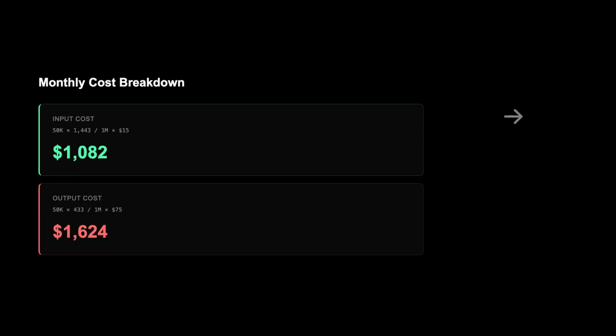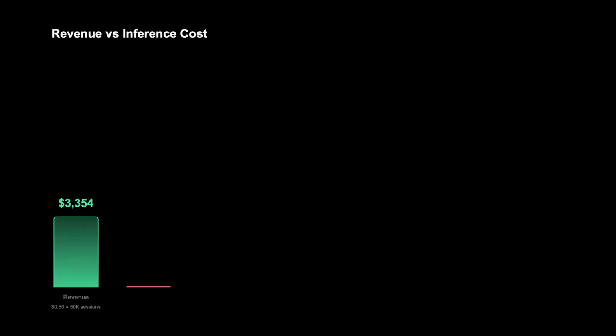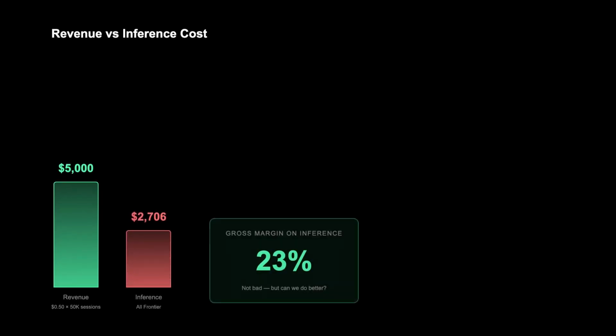If you are charging 50 cents per session, that's $5,000 revenue against $2,706 inference cost. Gross margin on inference is around 46%. Now route 77% of that traffic, the simpler tasks, to an open source model at $0.2 per million tokens, both in and out, for which you can use something like DigitalOcean serverless inference with Llama class models. Now the model cost looks like this.